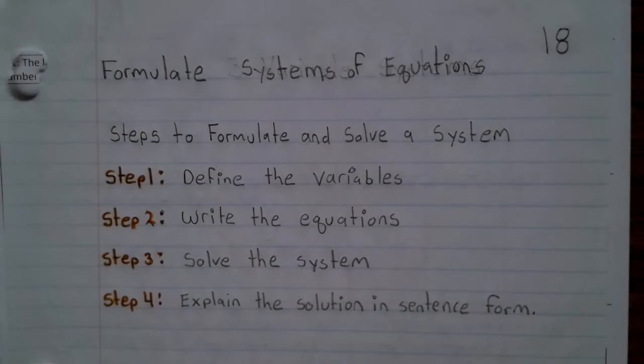Okay, Wildcats, everyone at journal page 18, formulate systems of equations. Steps to formulate and solve a system. Step 1, define the variables. Step 2, write the equations. Step 3, solve the system. Step 4, explain the solution in sentence form.